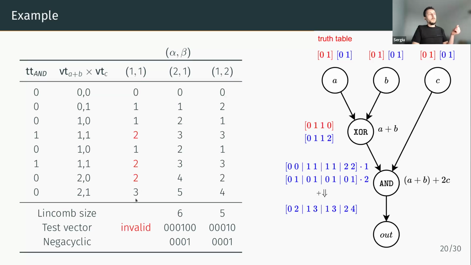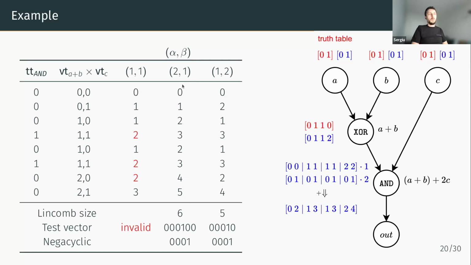But however, observe that this multi-value output is not valid. This linear combination is not valid because truth table 1 has value 2, and truth table 0 also has the same value 2. So we won't be able to distinguish the 0 from the 1 using this linear combination. So that's why this linear combination is invalid.